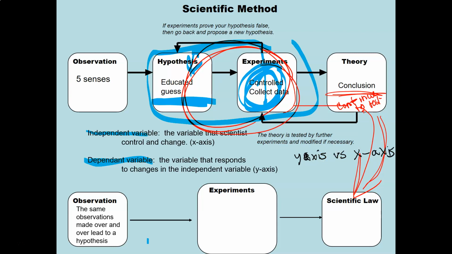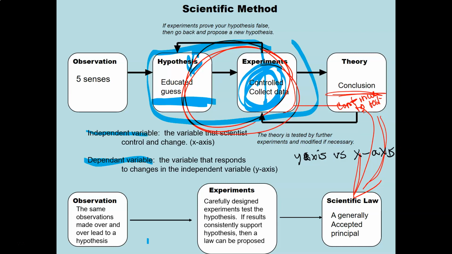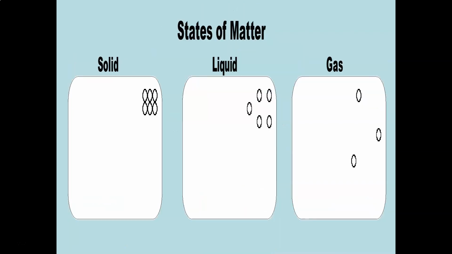So if it is volume versus temperature, then the volume would be on the y-axis because y is always stated first. Temperature is always the x-axis, stated second. So again, we make observations, we design experiments, and if all of these experiments are justifying your hypothesis over and over and over again, then it becomes a scientific law when it's devised as being valid by many scientists. So now we get on to states of matter.